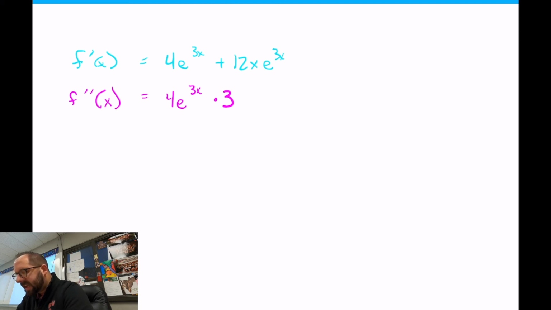Plus sign still stays. This is still the plus sign between them. The derivative of the 12x e to the 3x, I still have to do that part by a product rule. So this is going to be in a parenthesis, and it's a product rule. Derivative of the front times the second plus the derivative of the second times the first. So I'm doing this part as a product rule.